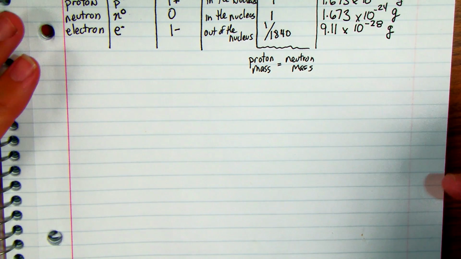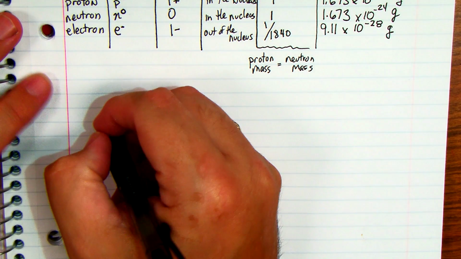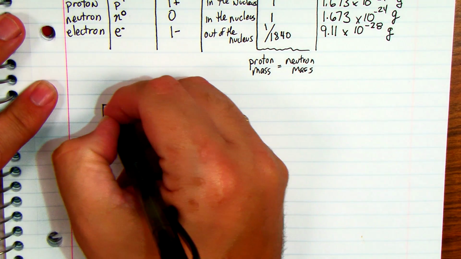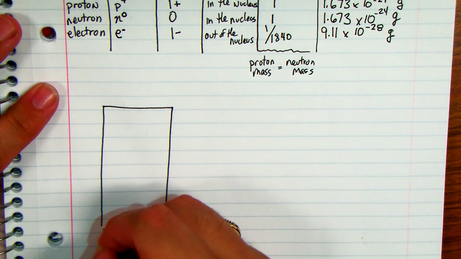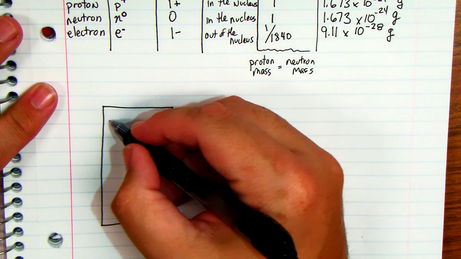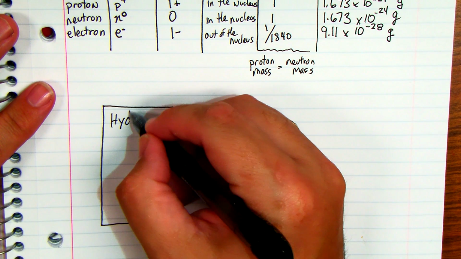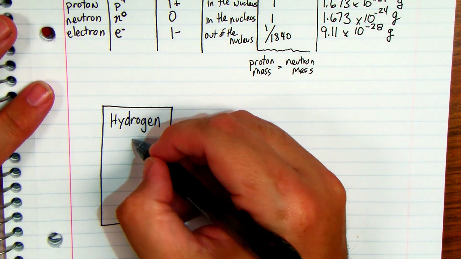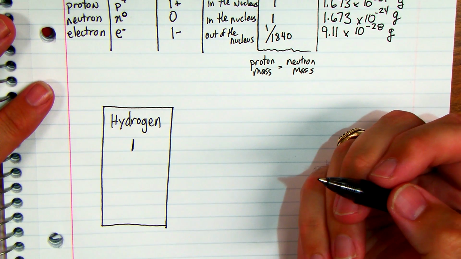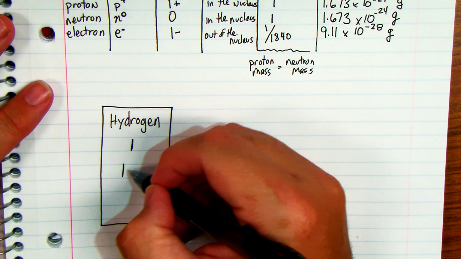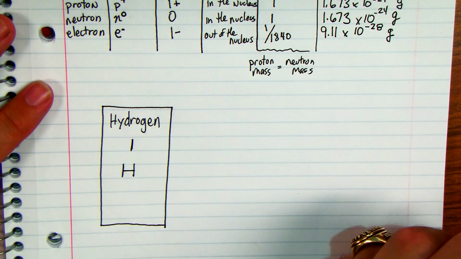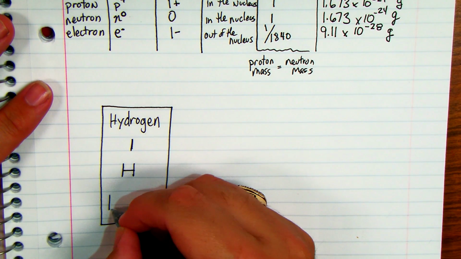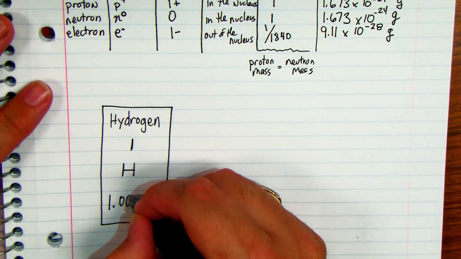I want you to create a rectangle. And in that rectangle at the top, I want you to write the word hydrogen. Underneath it, you're going to put the number 1. Underneath that, you're going to put a capital H. And underneath that, you're going to go 1.00.